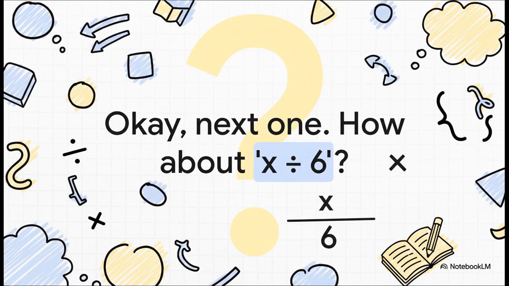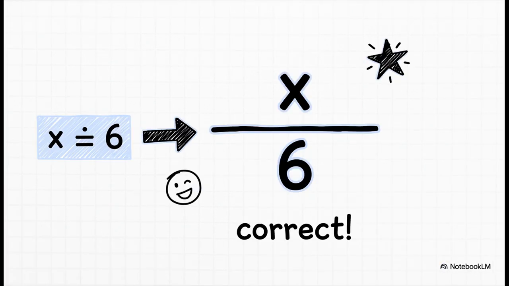Let's try another one. How would you rewrite x divided by 6? Remember what we do with that division sign? It becomes x over 6. Perfect. The division sign just turns into that little line in a fraction. You are totally getting the hang of this.